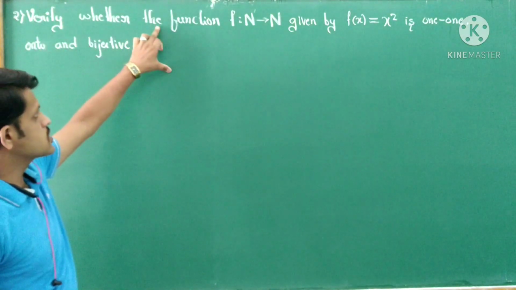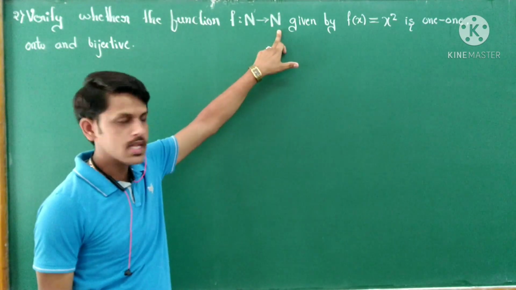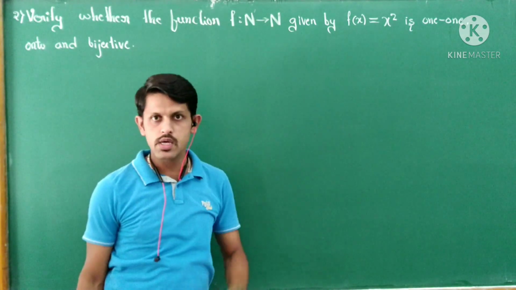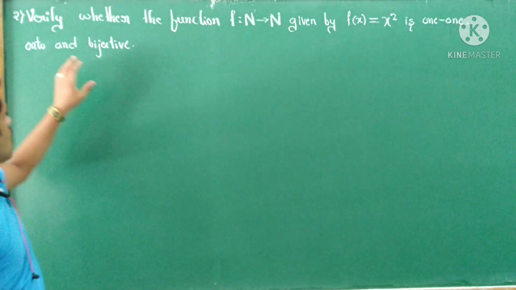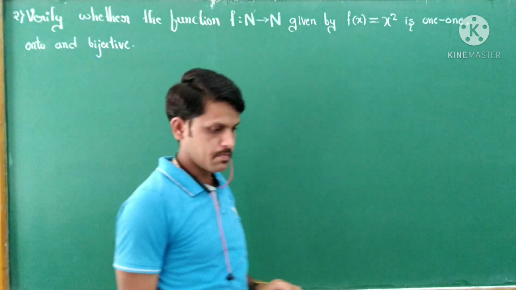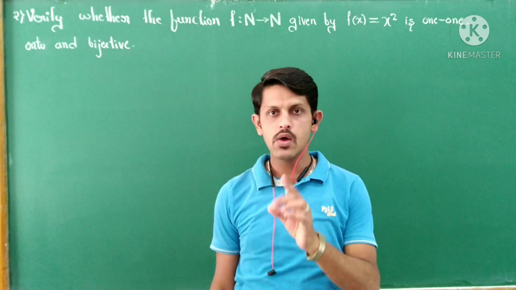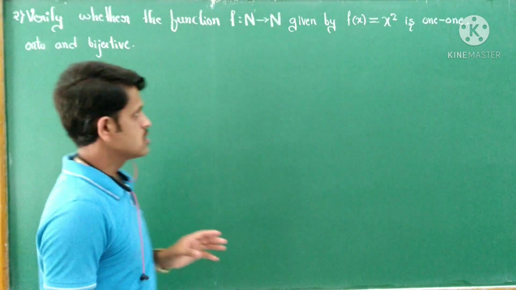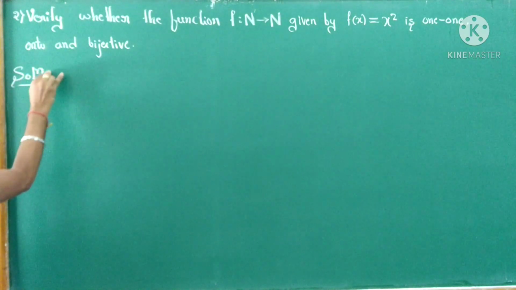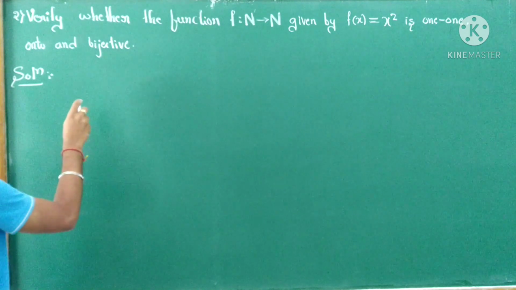Verify whether the function f from natural numbers N to natural numbers N given by f of x is equal to x square is one-one, onto and bijective. I have to show it. Bijective means both one-one and onto functions must be satisfied. Now go to the solution of this function, as in the previous example.